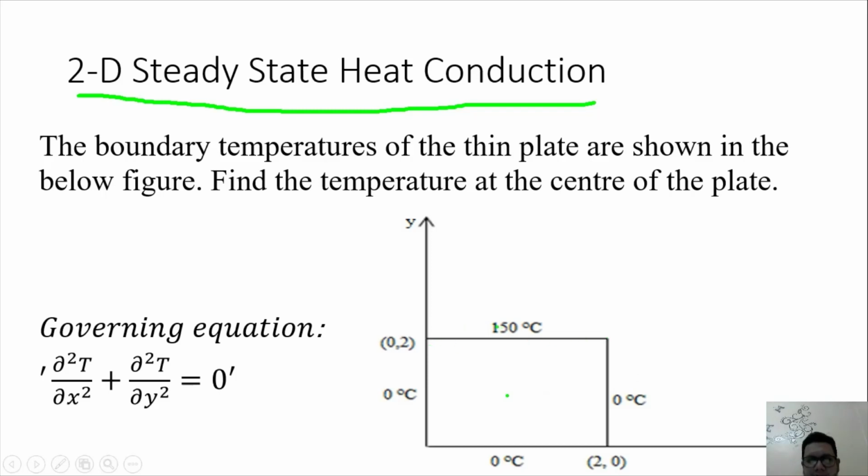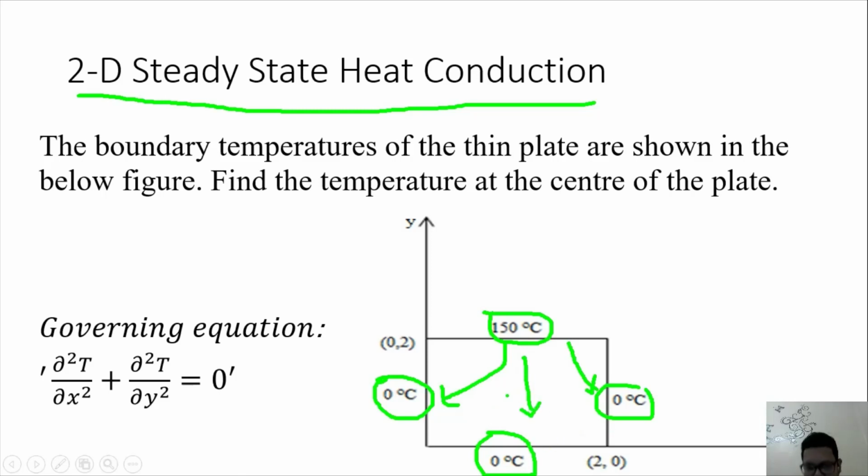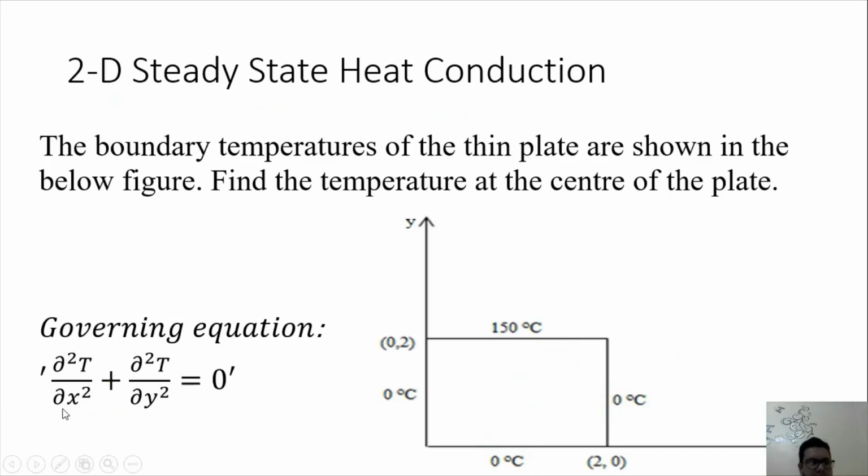The top surface of the plate is maintained at 150 degrees Celsius and all other surfaces are maintained at 0 degrees Celsius. So obviously heat will travel from the top surface to the adjacent surfaces and also to the bottom. So temperature will vary both in x direction and also in y direction. So this is a two-dimensional steady state heat conduction problem. Temperature is a function of x and also a function of y. So this is your governing equation, del square T over del x square plus del square T over del y square is equal to 0.